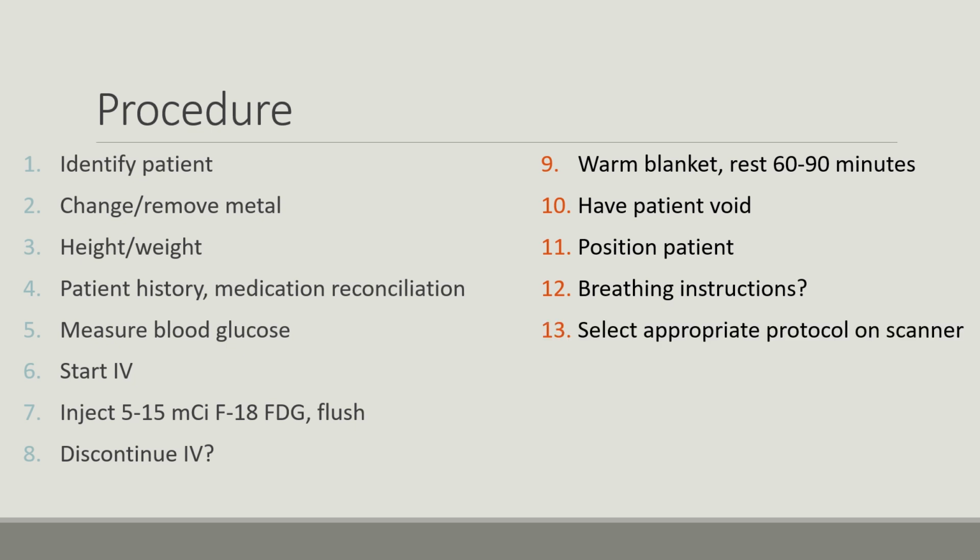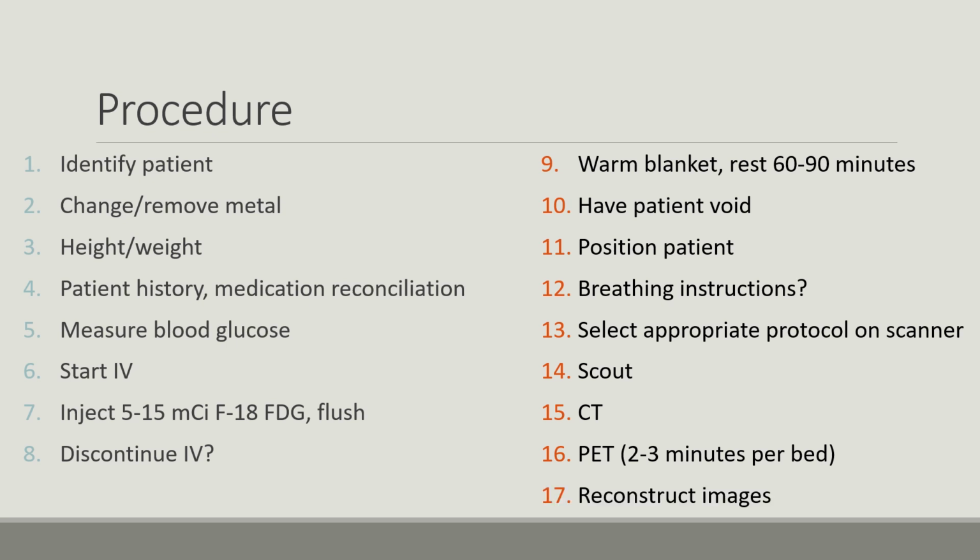Select the appropriate patient and protocol on the scanner. The first set of images will be the CT scout images. That's where you'll set the scanning parameters moving forward. After that, you perform the CT portion that's later used for attenuation correction, and then the PET scan is acquired at about 2 to 3 minutes per bed position.